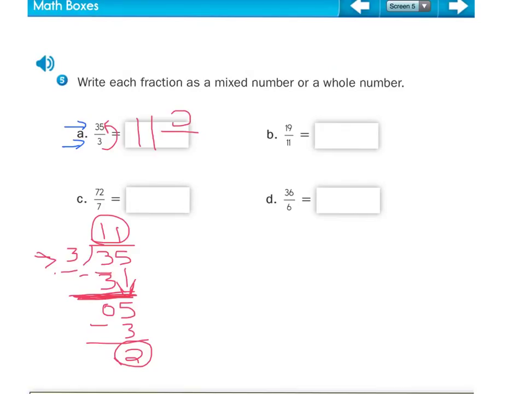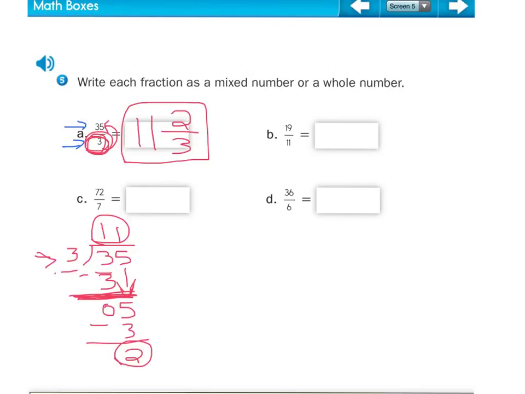So I have a 2 as my numerator. My denominator is going to stay the same. So here it was a 3, it's going to stay a 3. So my answer is 11 2/3. The only way your denominator would be different is if you have to reduce that fraction. 11 2/3 cannot be reduced, so that is going to stay my answer, 11 2/3.